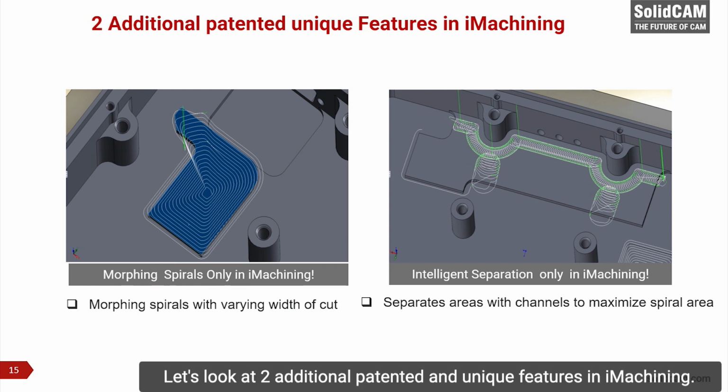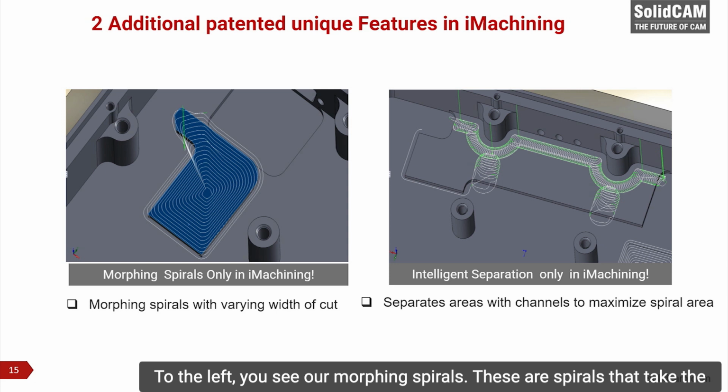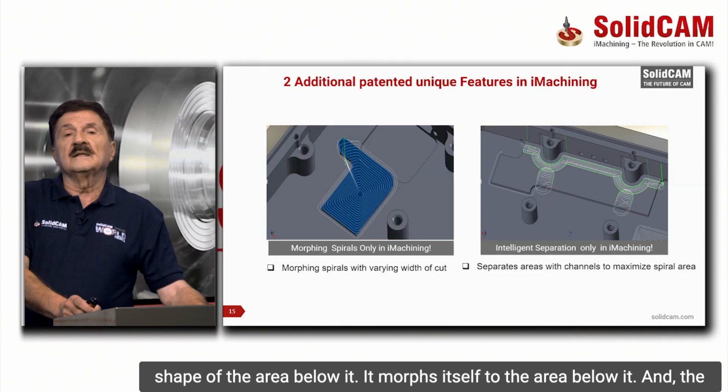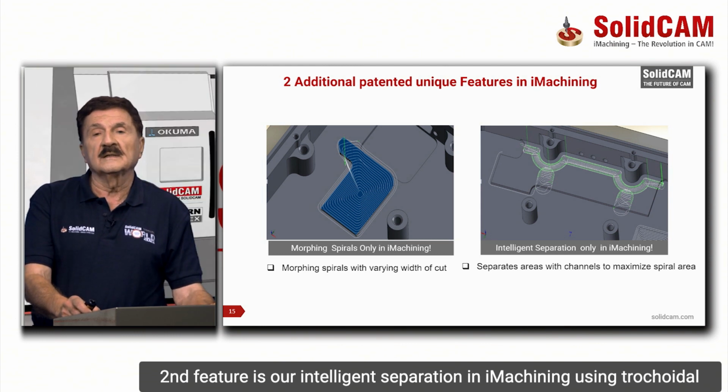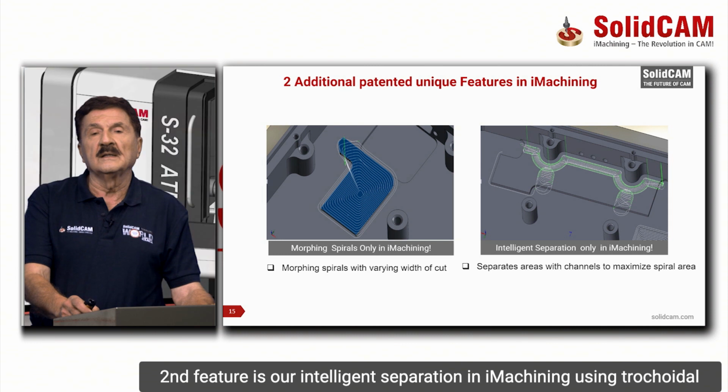Let's look at two additional patented unique features in eye machining. To the left, you see our morphing spirals. These are spirals that take the shape of the area below it. It morphs itself to the area below it. And the second feature is our intelligent separation in eye machining using toroidal toolpaths.